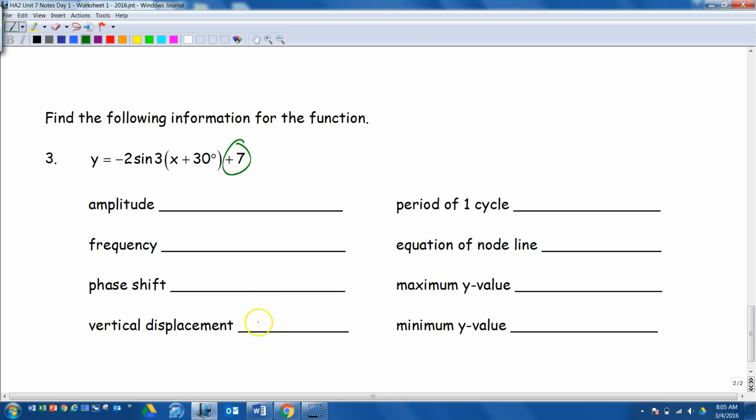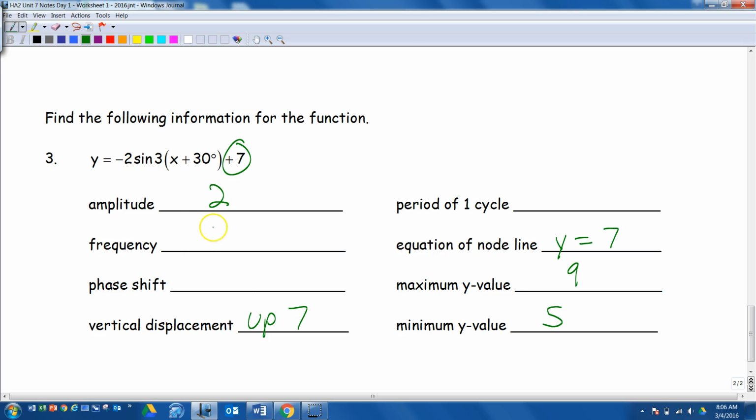This is always the vertical displacement, which is up 7. Make sure you tell me directions. It's also where the node line is, so this is y equals 7. The amplitude is just 2. We do not worry about the negative sign. That deals with just graphing. Because you go up 2 from this node line, the max can get all the way up to 9. We could also go down 2 from that 7, so the minimum value is going to be 5.